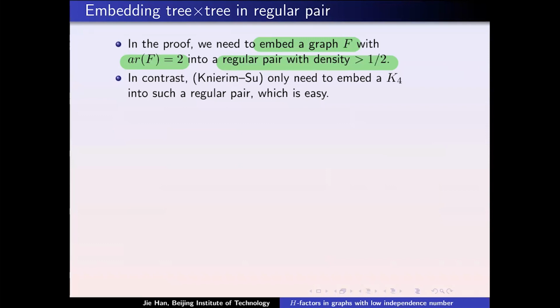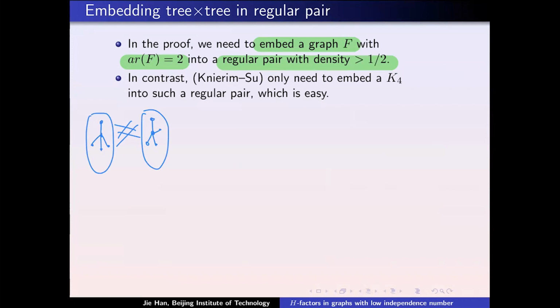We would like to embed two trees, for example, like this, and then make it a complete graph. Make the bipartite part complete. This is what we want to do. What we need to do, because we are dealing with H-factors for arbitrary H.